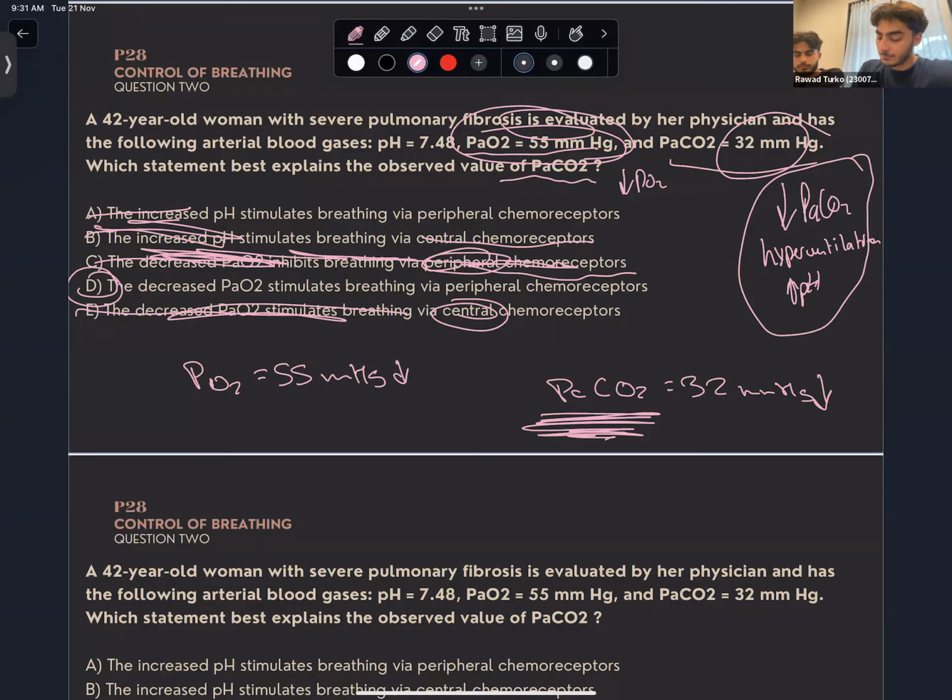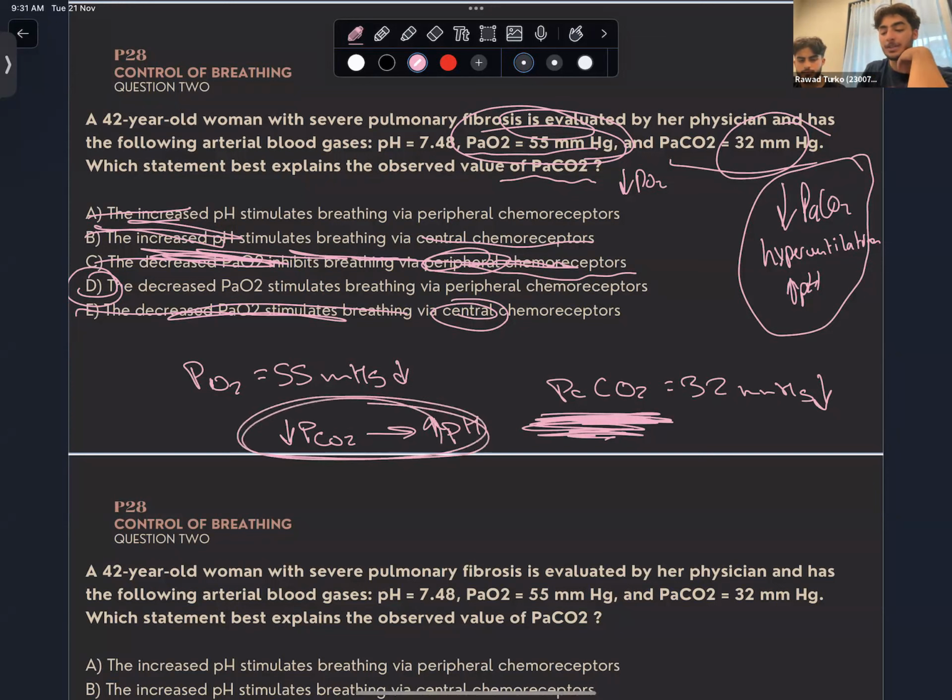Now, if you have decreased PCO2, you would have decreased levels of H+ ions, and then you would have an increased pH. That is true, you would. But they're not asking you what this is causing. They're not asking what would be the result of decreased levels of PCO2. They're asking what is happening before this step that is causing the decreased levels of PCO2. It can't be increased pH, because increased pH would happen after the CO2 has gone down. Do you guys get it? They're asking what's causing this, not what's caused by this.